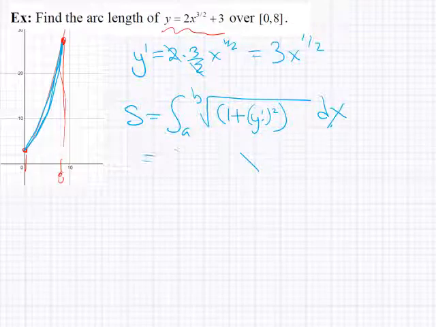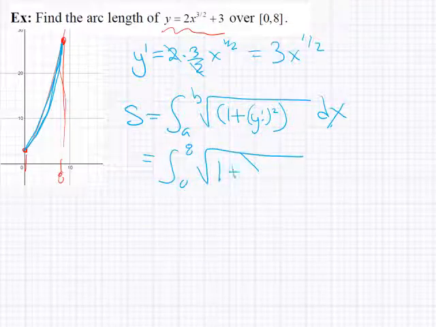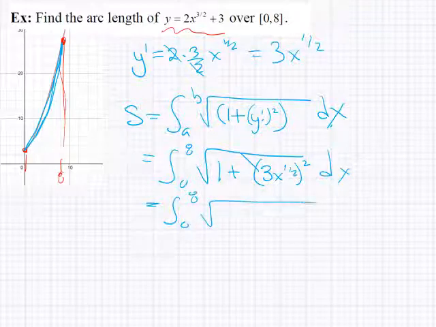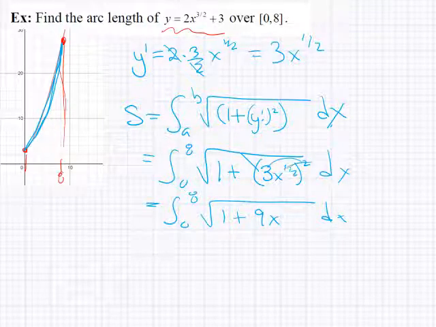So in this case, it's the integral from 0 to 8, that's the interval we're working with, of the square root of 1 plus (3x to the 1/2) squared dx. Well, in order to do this integral, I have to square the 3x to the 1/2, which will be 1 plus 9x, because I square the 3 and I square the x to the 1/2. So in order to integrate, I'll just use a simple u substitution.